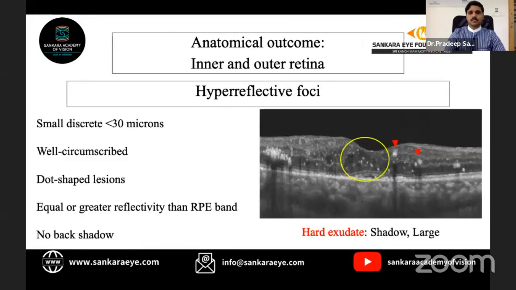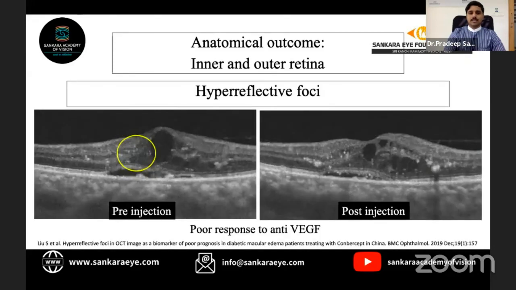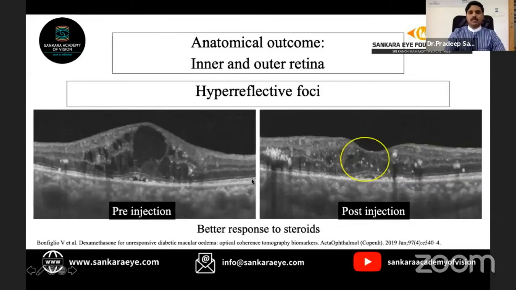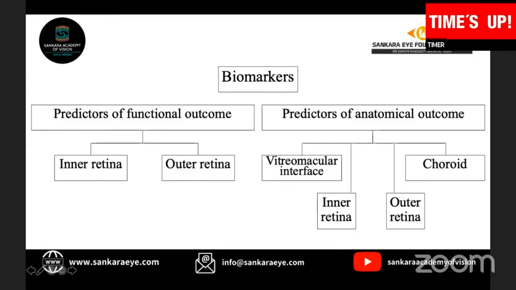Hyperreflective foci, it has been described well. It's a small discrete lesion less than 30 micron in size. They are dot shaped. They have equal or greater reflectivity than the RPE band. It is described that it is an indicator of poor response to anti-VEGF, as we can see over here. But it is also described that they may respond better to steroid.